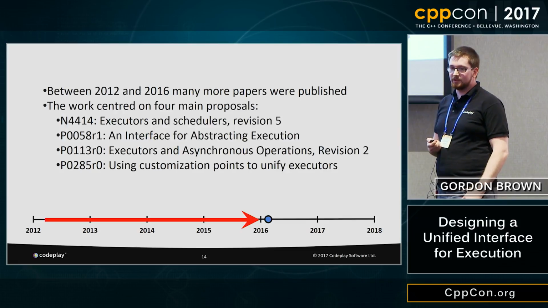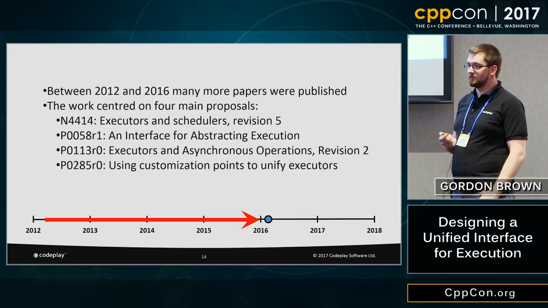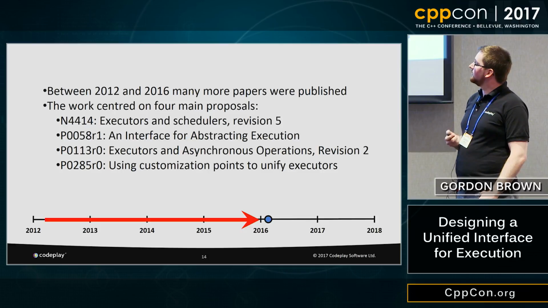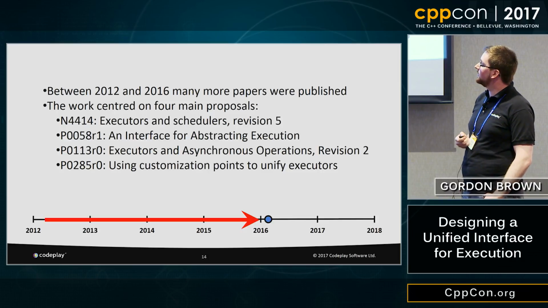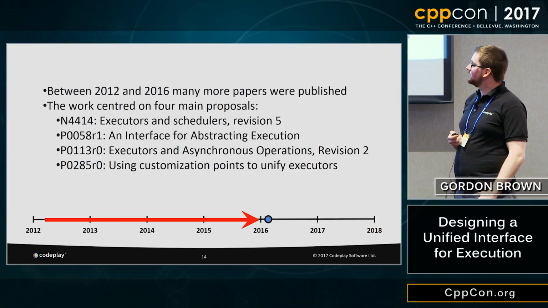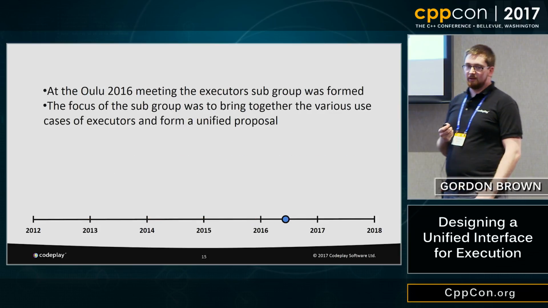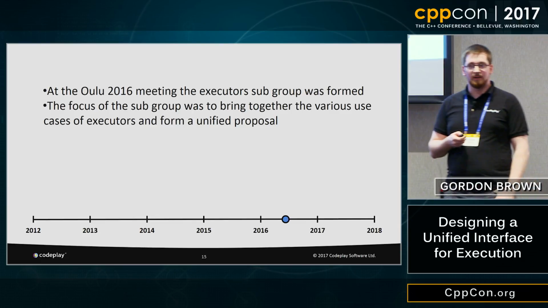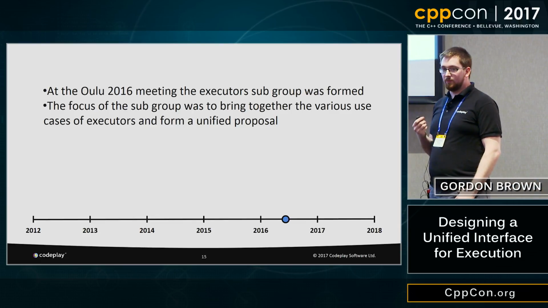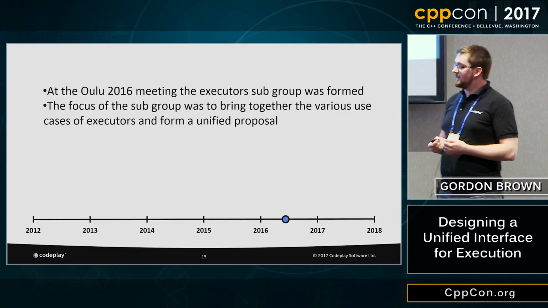Between then and early last year, there have been a large number of papers proposed for executors with many different ideas and approaches. And these centered on these four main proposals here. I won't go into any detail on them, but if you're interested, you can check them out. These essentially show the main motivations and main proposals that led to what we have in the proposal that I'm showing you today. And shortly after this, in the Oulu 2016 C++ standards meeting, the C++ standards committee decided to form the executors subgroup. The aim of this group was to bring together all the interested parties with the different use cases and try to come up with a single unified proposal for this.